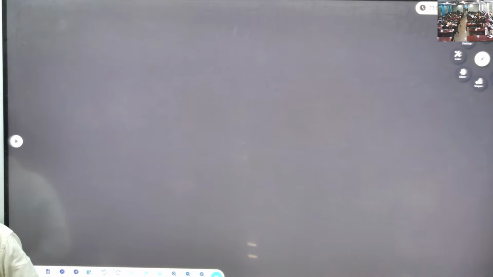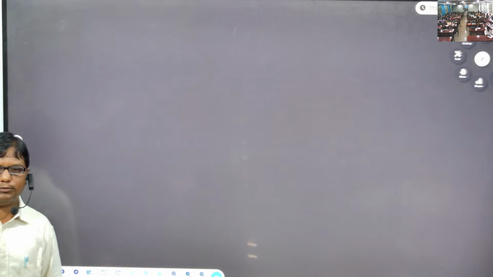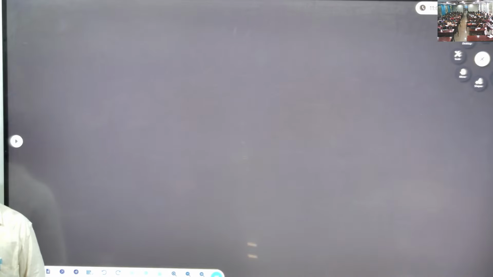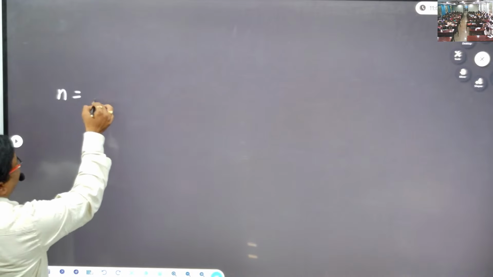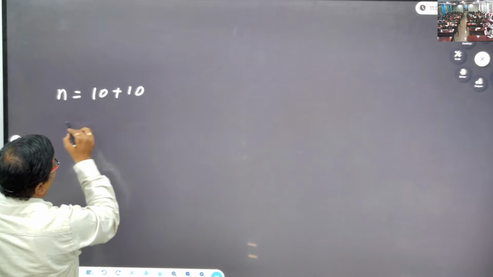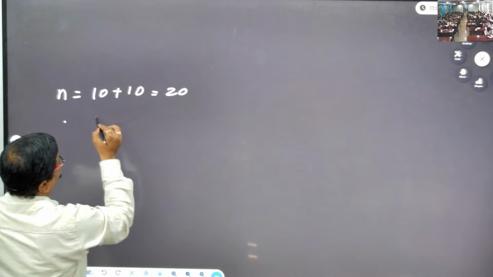Okay. Total count includes X and Y, that is boys and girls. 10 members are boys, 10 members are girls. 10 plus 10 is our value for N. So when N is 20, that is 10 plus 10, N minus 1 factorial is 19 factorial.